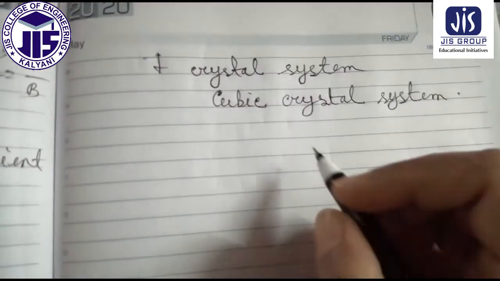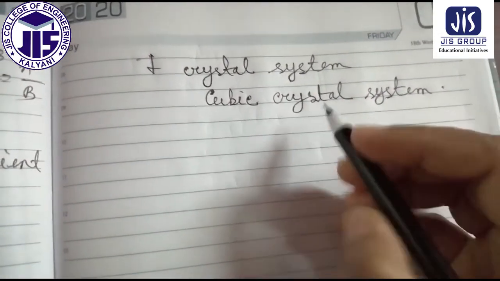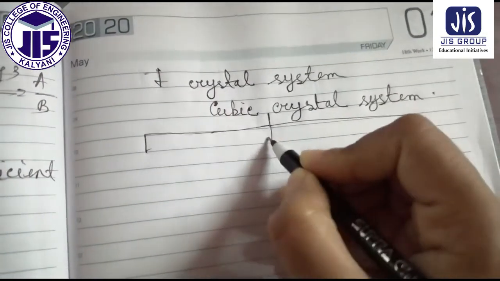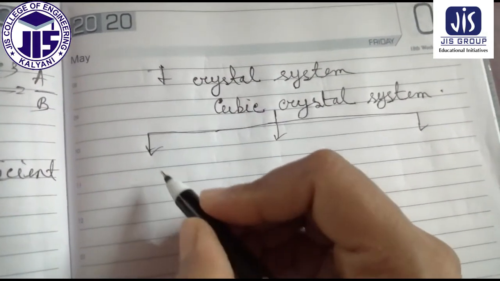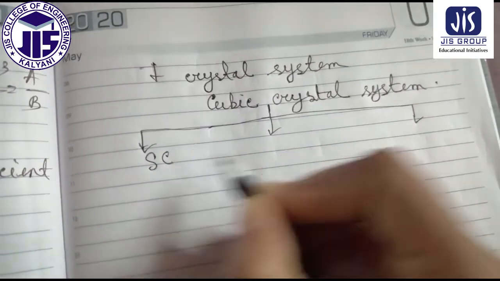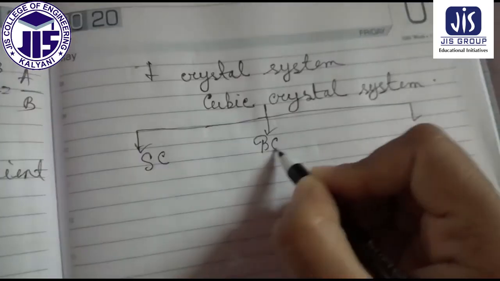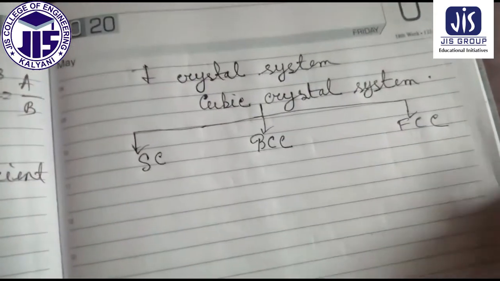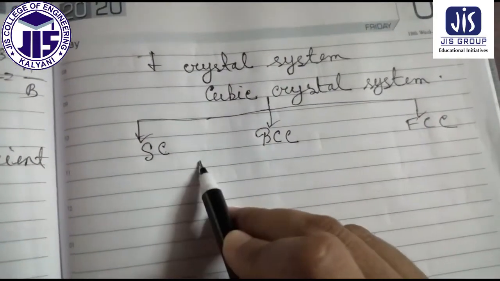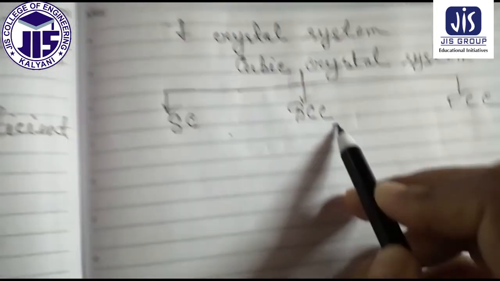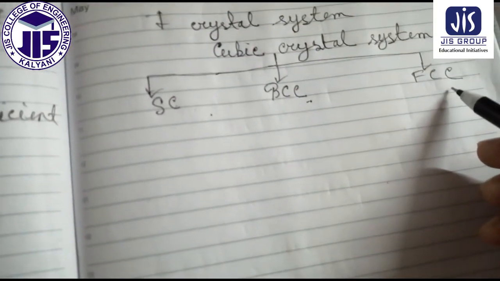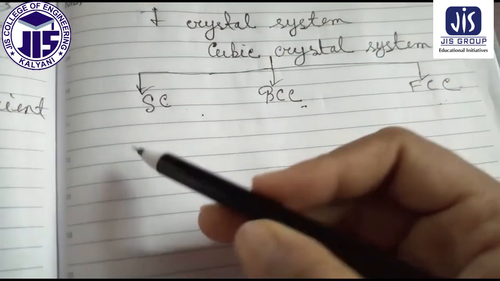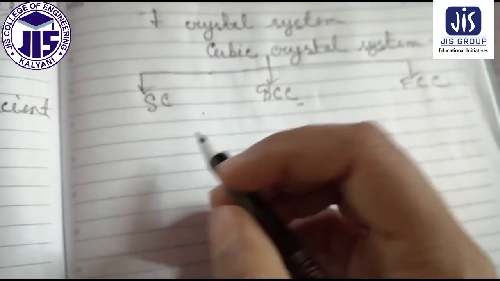Now there is a classification of this cubic crystal system. What are the classes? Let's see. The first one is SC, meaning simple cubic. The next one is BCC, meaning body centered. The next one is FCC, meaning face centered. So SC stands for simple cubic, BCC stands for body centered cubic crystal, and FCC stands for face centered cubic crystal. Now what is simple cubic? Let's see.